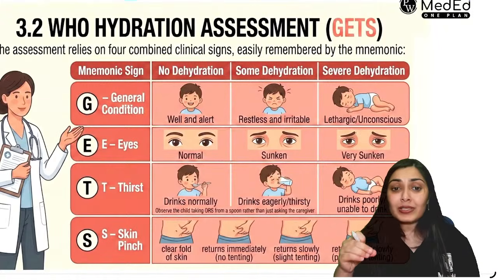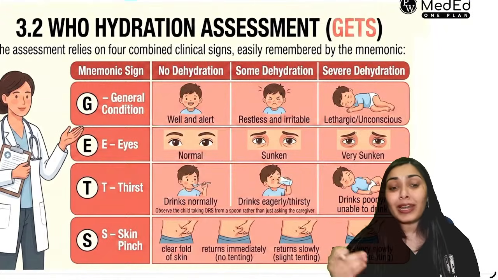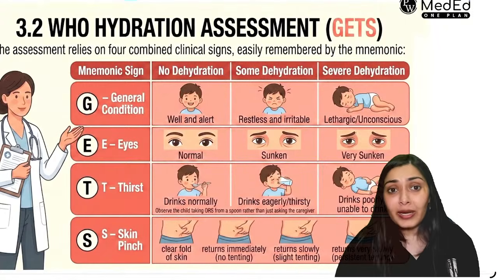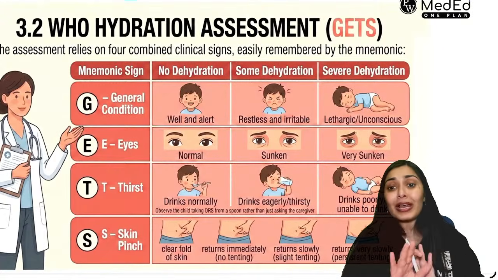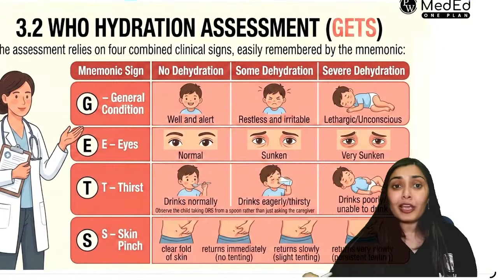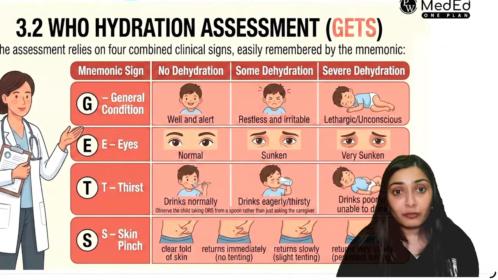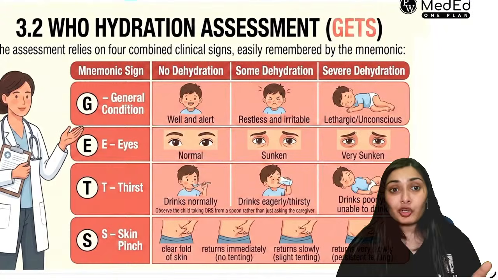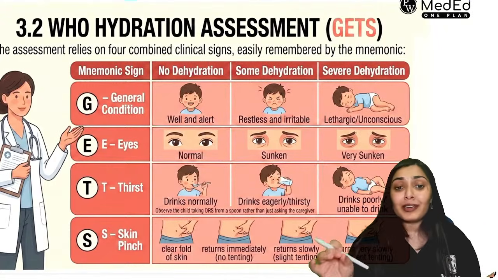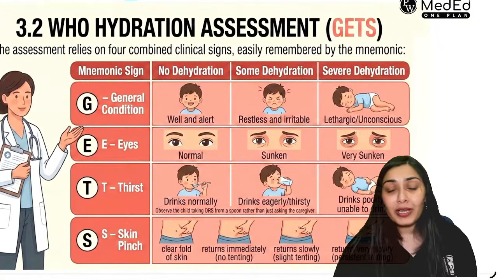And when you do skin pinch, if the fold returns immediately back, there is no tenting of the skin, immediate recoil is there, this is no dehydration, right? So no dehydration means the child does not have any degree of dehydration, just losses are there, you need to replace those losses. No dehydration has started as of now, right? So a well and alert child with normal looking eyes who is drinking normally and the skin pinch goes back instantly, this is no dehydration.